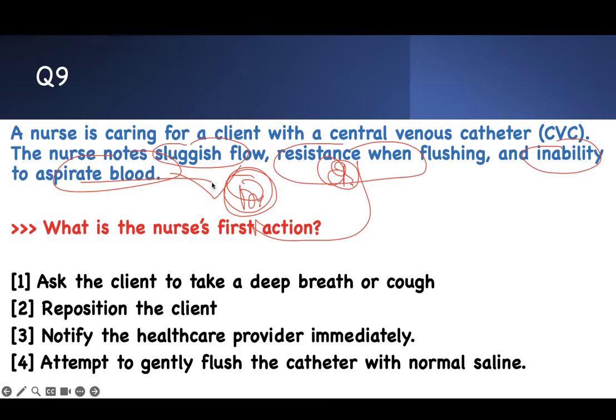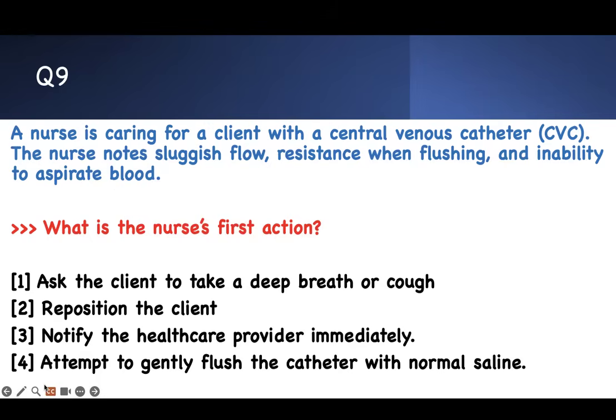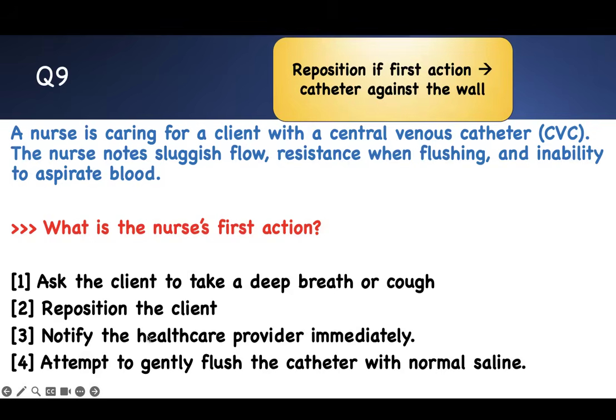But the first thing is to figure out if the catheter is kinked off, or the tip of it is against the wall. That is the number one. Most of the time when you have occlusion, the tip is against the wall. So just by repositioning the client, you'll be able to get rid of it. Never forget this principle. Reposition is the first thing, followed by letting them take a deep breath or cough, or flush it gently. And if none of them work, then you call the doctor.